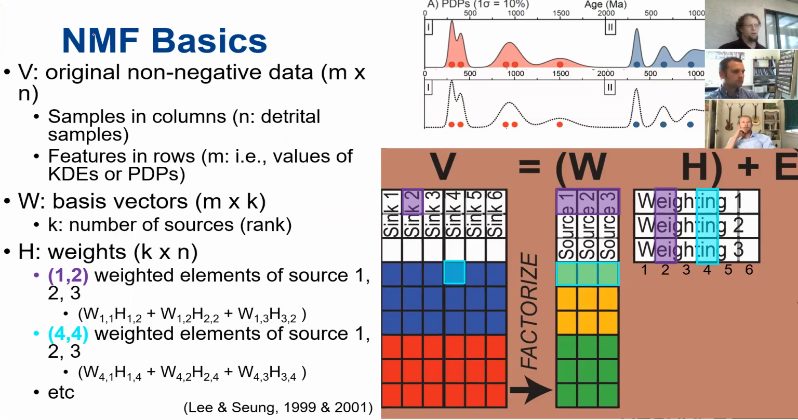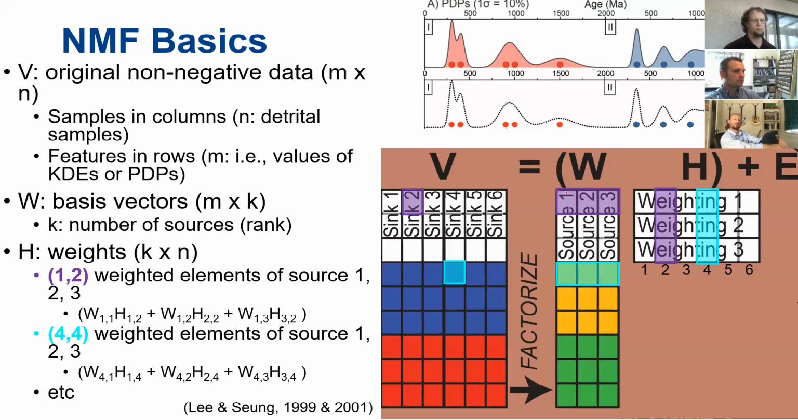So given that these are matrices, we can think of V, which would be our matrix of sync samples. That would be sync 1, 2, 3, 4, 5, and 6, where each row would be the probability at a particular age, and could extend from, for example, 0 to 4,000.